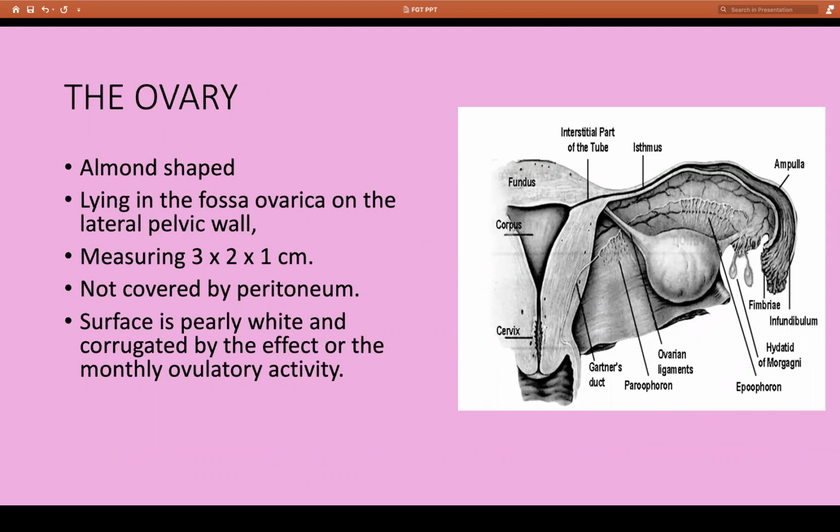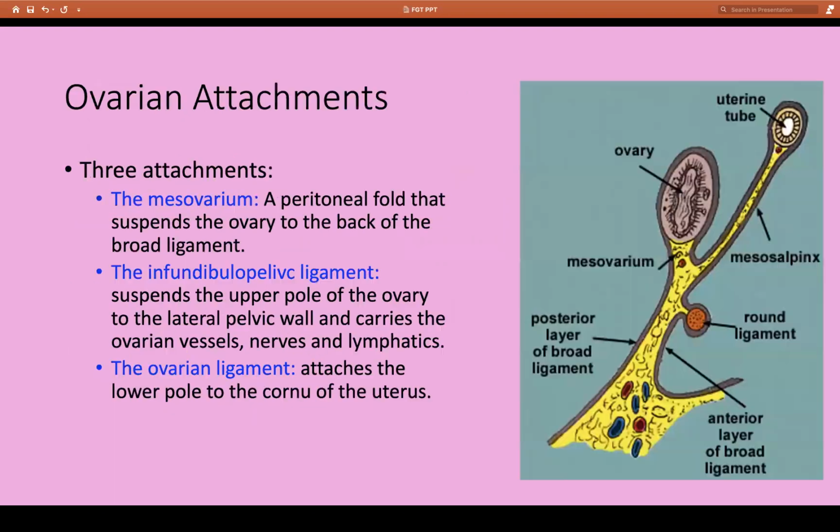Ovary is an almond-shaped, whitish structure, 3 by 2 centimeters. The surface is usually pearly white, and it has different attachments: meso-ovarian, infundibulopelvic ligament, and ovarian ligament. Meso-ovarian is a peritoneal fold that suspends the ovary to the back of the broad ligament. Infundibulopelvic ligament is what we usually remove when we are doing salpingo-oophorectomy. It suspends the upper pole of the ovary to the lateral pelvic side wall, and carries ovarian vessels, nerves, and lymphatics. Ovarian ligament attaches the lower pole to the cornu of the uterus.